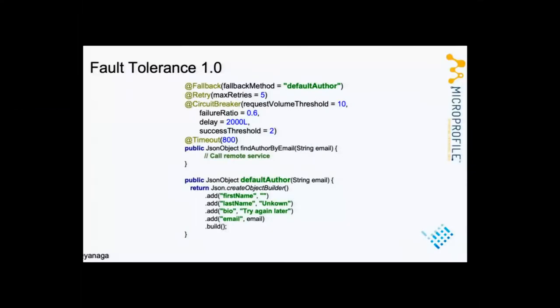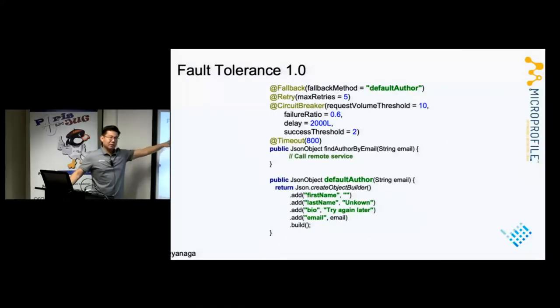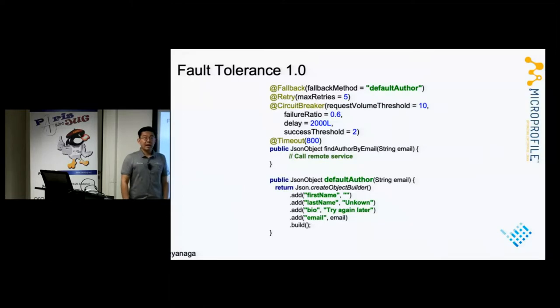So how does fault tolerance work? If you want to add a circuit breaker, most of these parameters are optional. So if you want a circuit breaker with the default configuration, you just add CircuitBreaker. And if you want to provide a fallback, add Fallback, and you just provide the fallback method, which I'm going to show you with code. But I think I have talked enough before showing more features. We can see how we can implement this using MicroProfile.